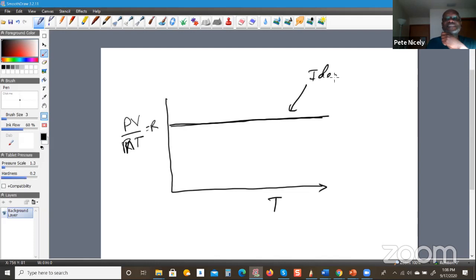Now for real gas, let me use a different color. Okay, so for real gas, the plot will look something like this. All right. Oh, I just remembered something. This should be pressure, not temperature. My bad. Okay, so this is for a real gas, all right?